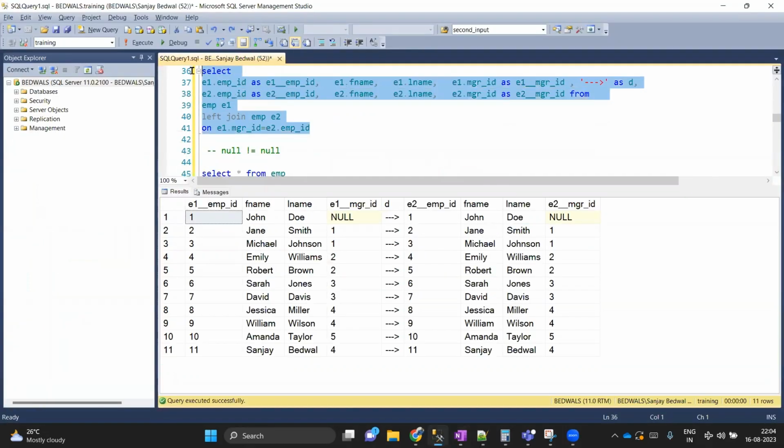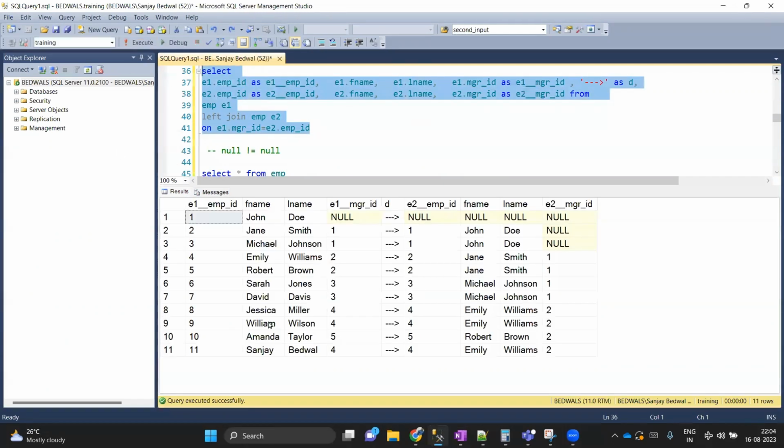Let's see what output we get this time. Here you can see manager ID is getting matched with employee ID. I have already told you that I created this column just to differentiate between E1 and E2, so don't get confused, this is just a hard-coded column. Now we can see that at least we are getting some meaningful information, in a way that now we know John Doe is a manager of Jane Smith and Michael Johnson. Not Mitchell, it's Michael Johnson, my bad. And similarly, Jane Smith is a manager of Emily Williams and Robert Brown, right?